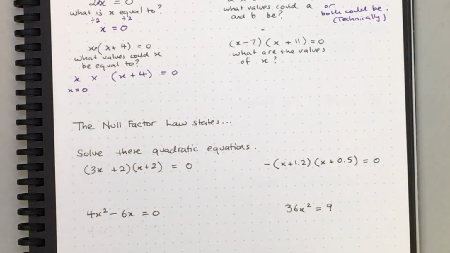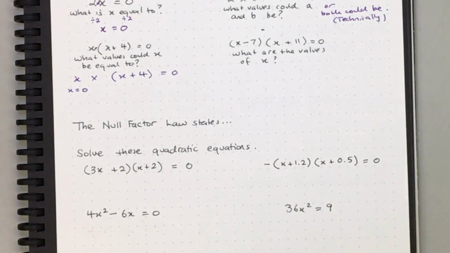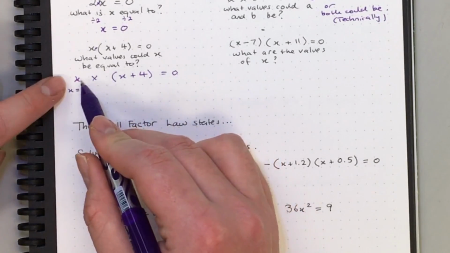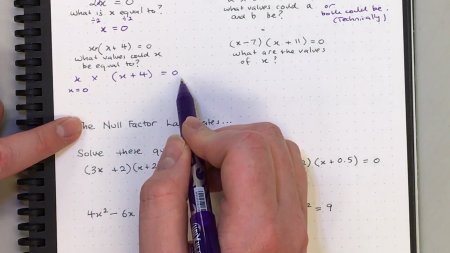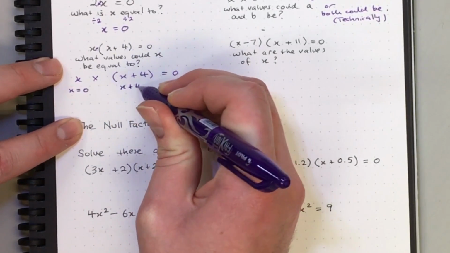Schwab on the end, -4. Okay, how did you get -4? Well, the bracket could equal 0, and that would make the equation true as well. Precisely. This bracket is also potentially equal to 0, because remember, x times this bracket equals 0. So either x equals 0 or this bracket equals 0.